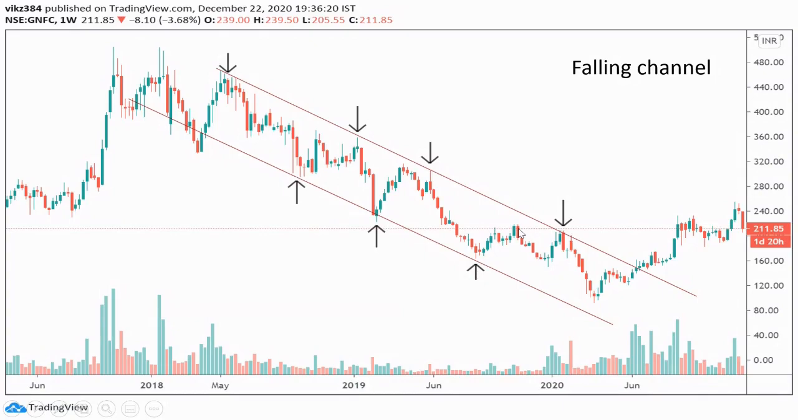But what is interesting here, in a falling channel, always try to spot a change in trend and be patient. You should not enter earlier. See, this is a weekly chart. We are considering it from 2014 and now there has been a change in trend.